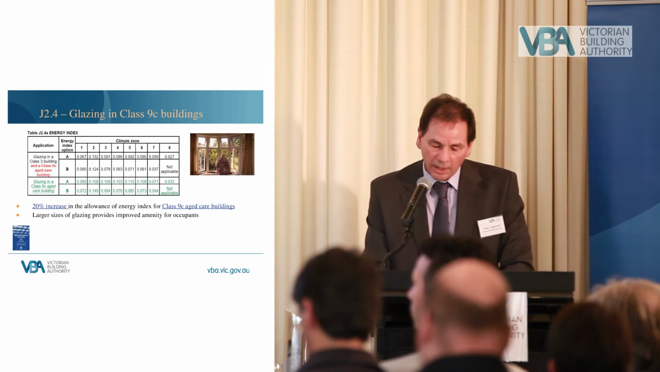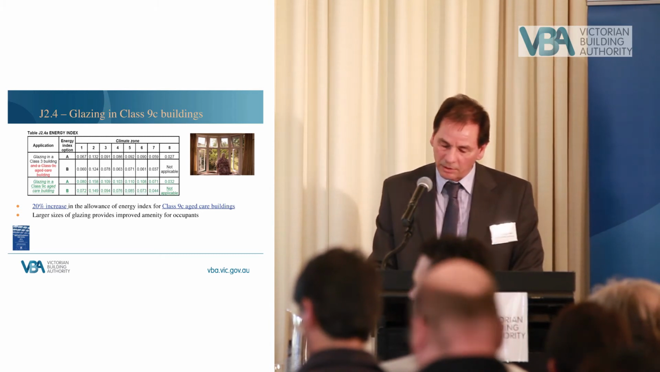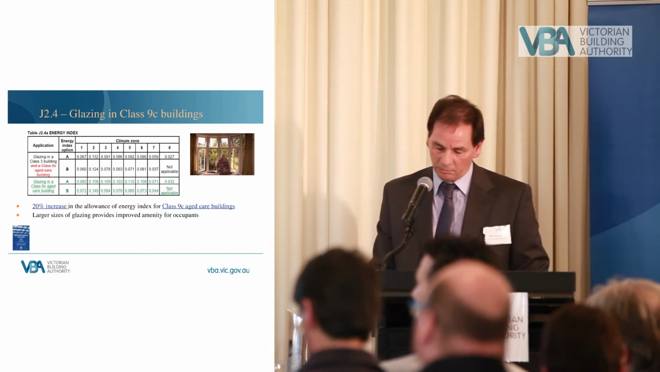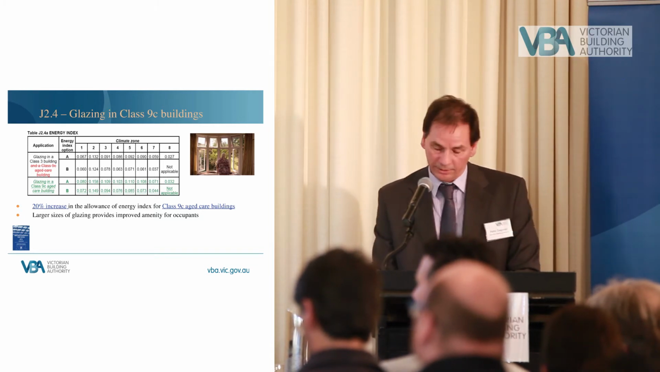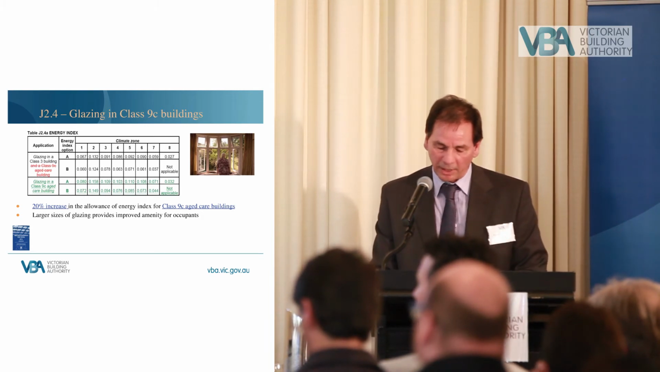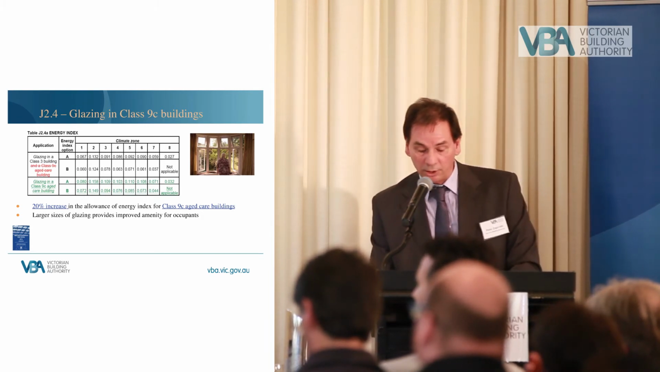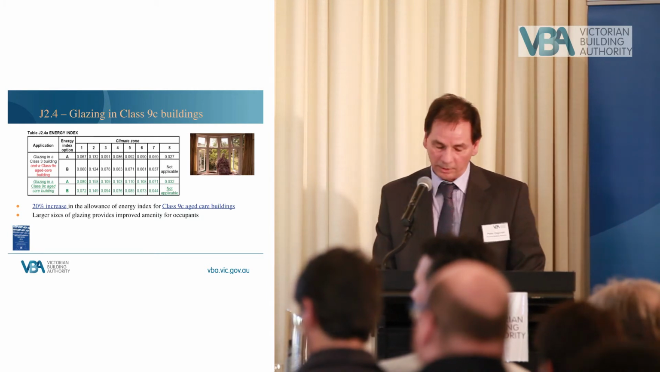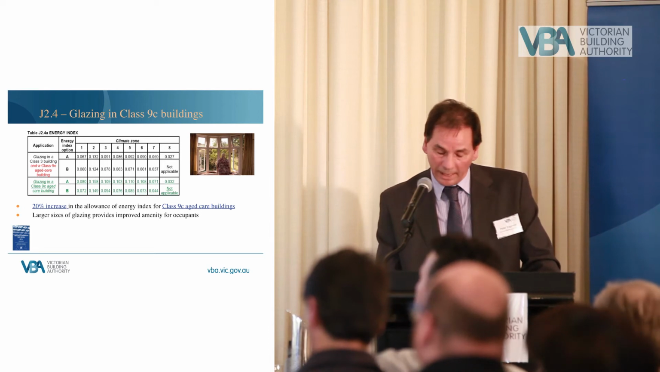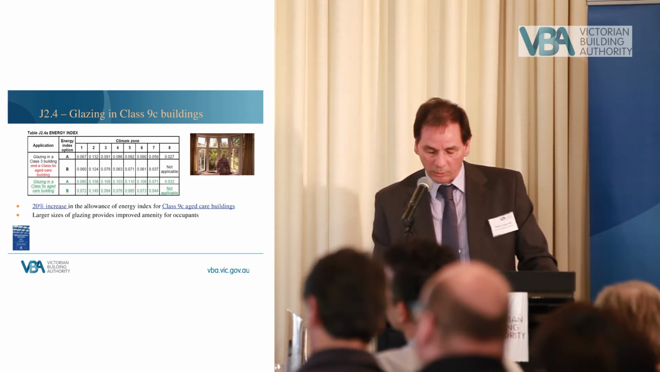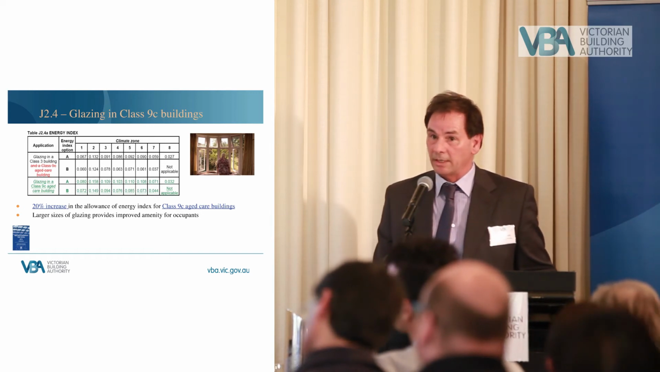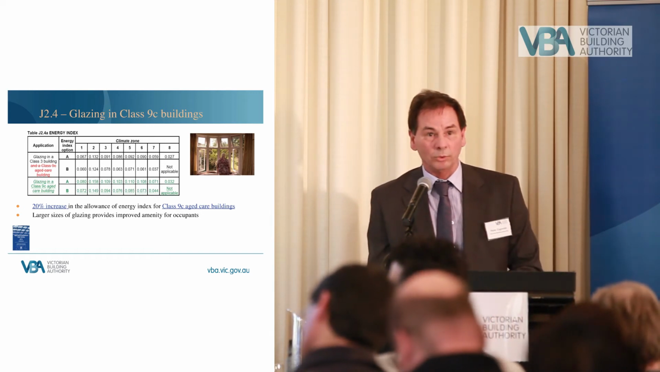These changes provide a 20% increase in the allowance of energy index option A and B for Class 9C aged care buildings in all climate zones. This will allow larger glazing to be installed, which is anticipated to assist compliance and lead to improved amenity for building occupants. As a result of this change, Table J2.4a has been amended to separate energy index values for Class 3 buildings and Class 9C aged care buildings.